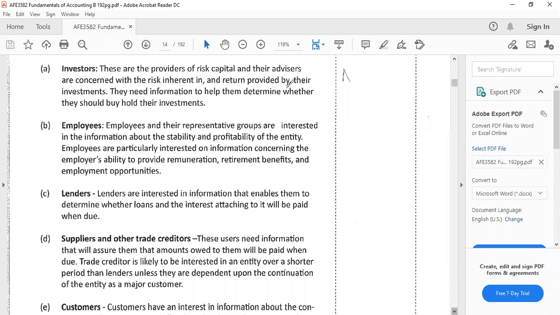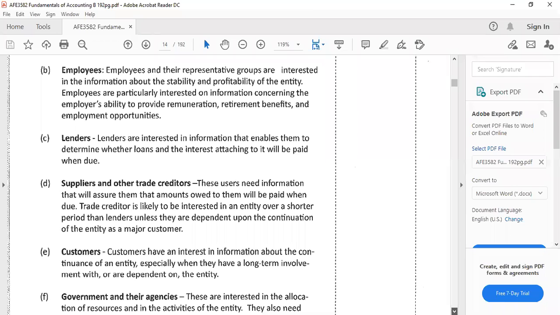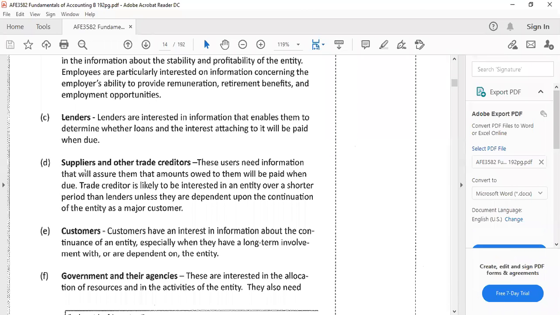And then we move on to suppliers and other trade creditors. Suppliers are people that supply your company with goods. You understand? People that you buy your goods from, your creditors.